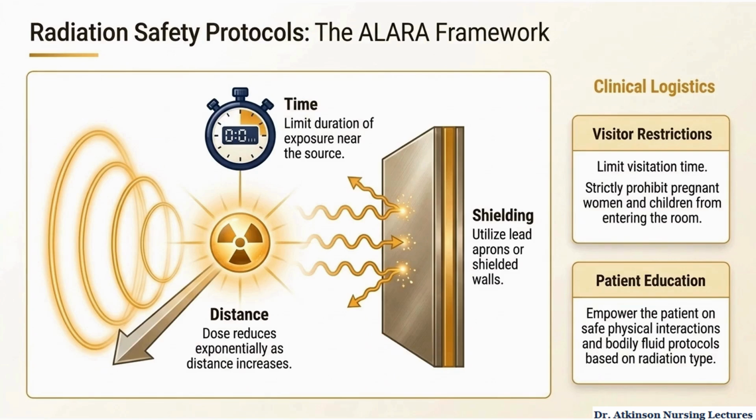Radiation safety follows the ALARA principle: keep exposure as low as reasonably achievable through time, distance, and shielding. Nurses should minimize time near radiation sources, maximize distance, and use lead shielding when available. Patients with internal or systemic radiation require strict safety precautions, including visitor restrictions and avoidance of exposure to pregnant women and children.